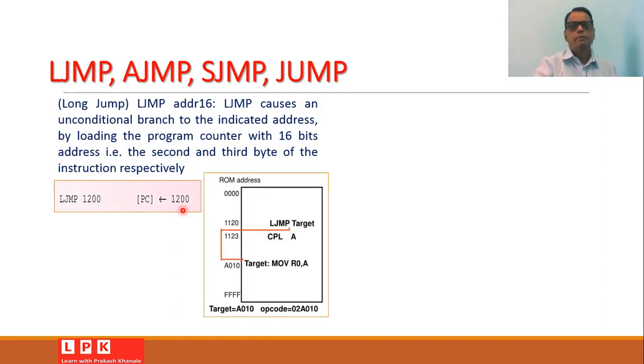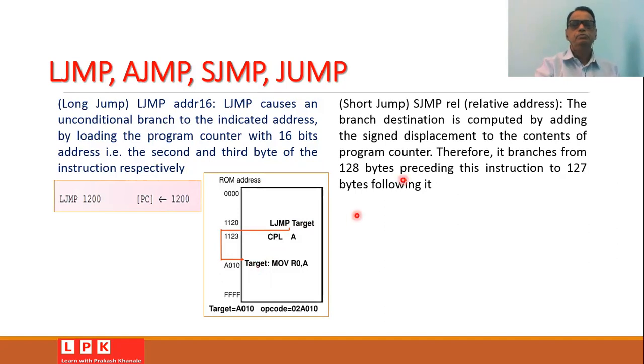So for example, while writing the assembly language program, we can make use of a label such as LJMP followed by target, and target is the label of an instruction such as MOV R0, A. Then whenever this instruction LJMP is executed, the control will be transferred to the instruction that is labeled as target.